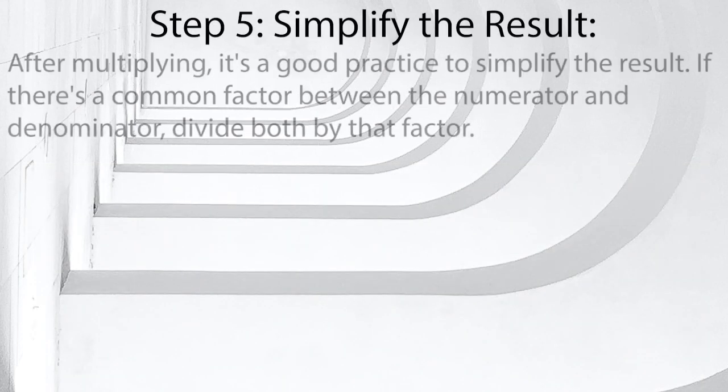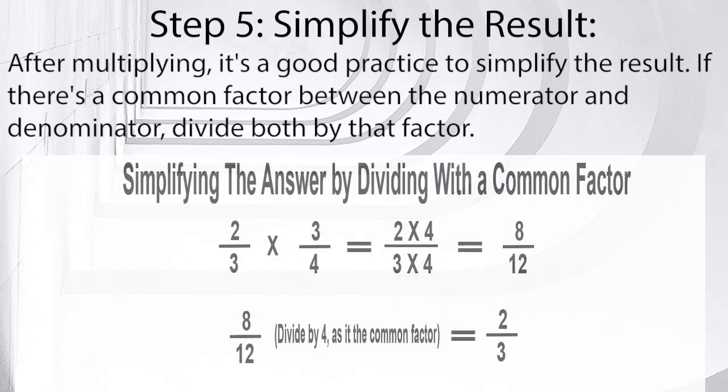Step 5. Simplify the result. After multiplying, it's a good practice to simplify the result. If there's a common factor between the numerator and denominator, divide both by that factor.